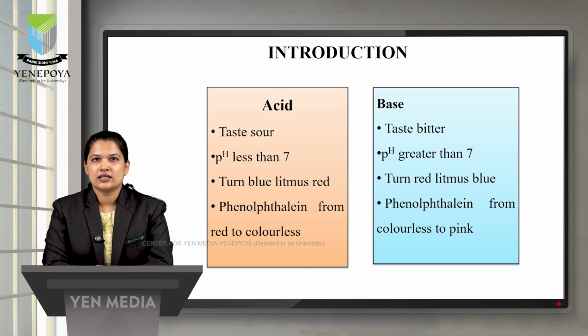Acids and bases are two important classes of chemical substances. These are mainly recognized based upon taste. The acid has a sour taste, its pH is less than 7, and it changes phenolphthalein from red to colorless. The base has a bitter taste, its pH is greater than 7, and it turns red litmus paper into blue, and phenolphthalein changes from colorless to pink.